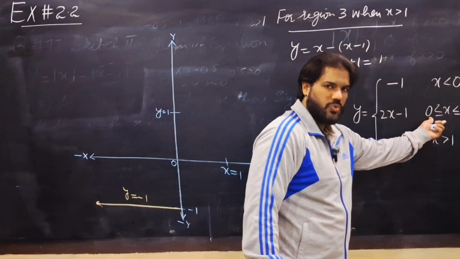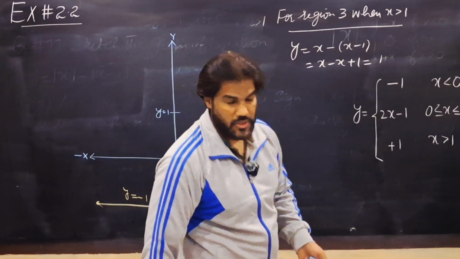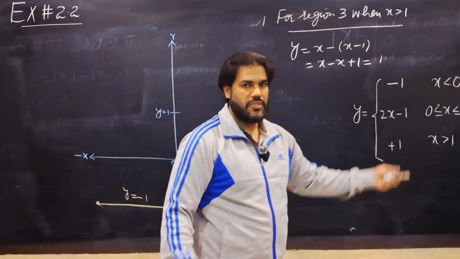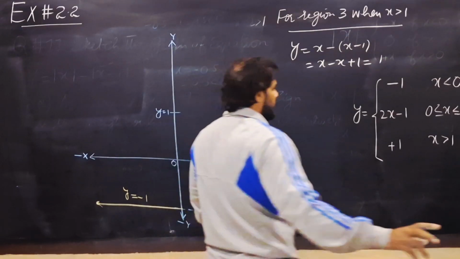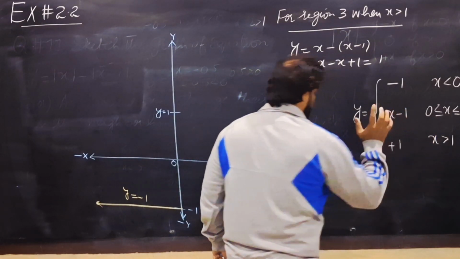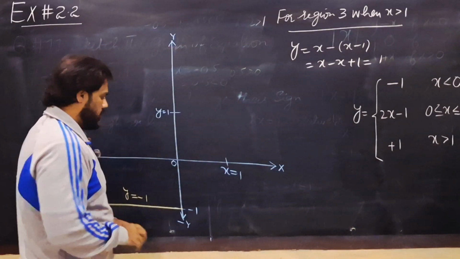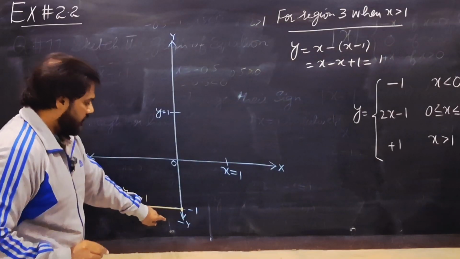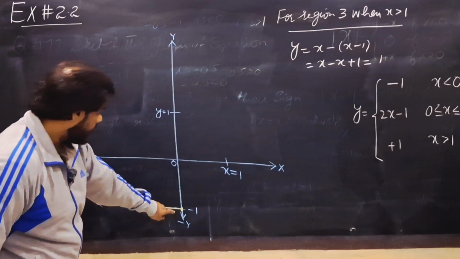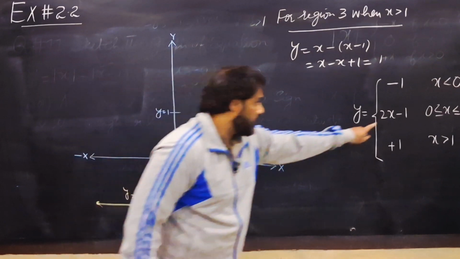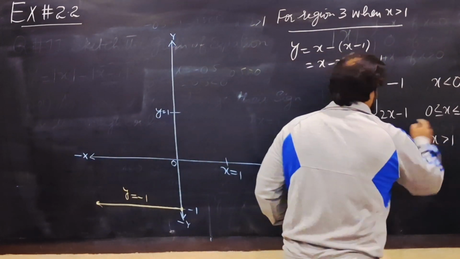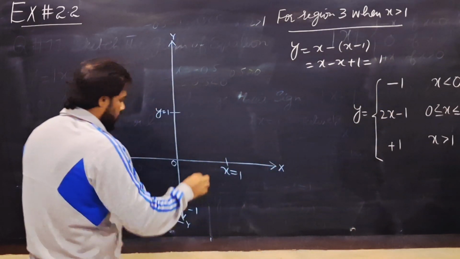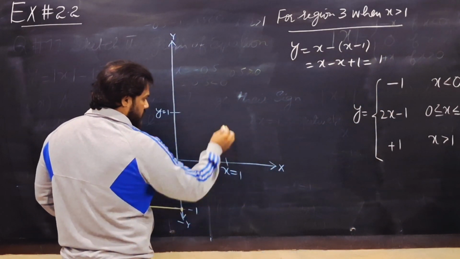When your x lies between 0 and 1, your graph is y is equal to 2x minus 1. This is a linear function. And the graph of a linear function is always a straight line. This is very simple. When you put x is equal to 0, your y is minus 1. It means the graph is continuous. There is no gap, no hole. It will start at the same point where the last graph ends. So when you put x is equal to 0 in here, y is minus 1. When you put x is equal to 1 here, your y is 1. And it is also an increasing function.